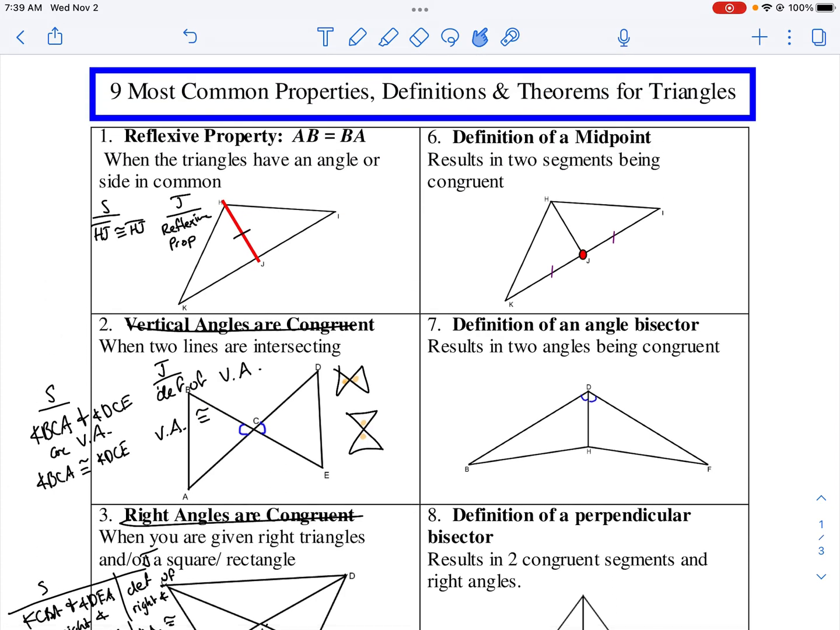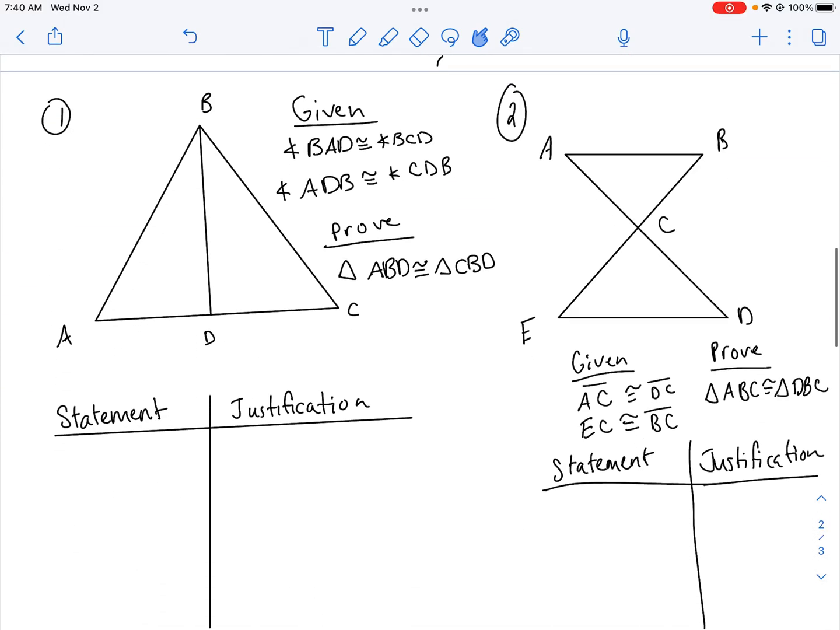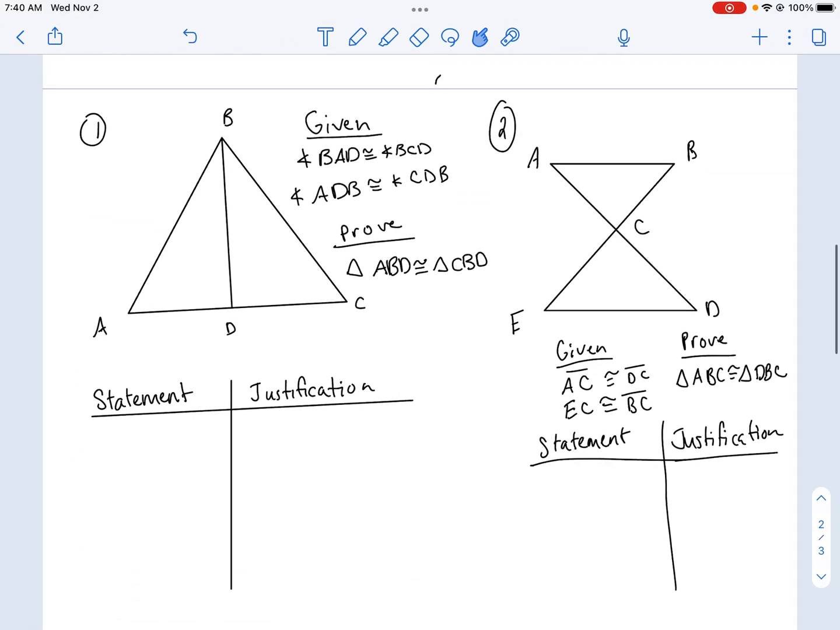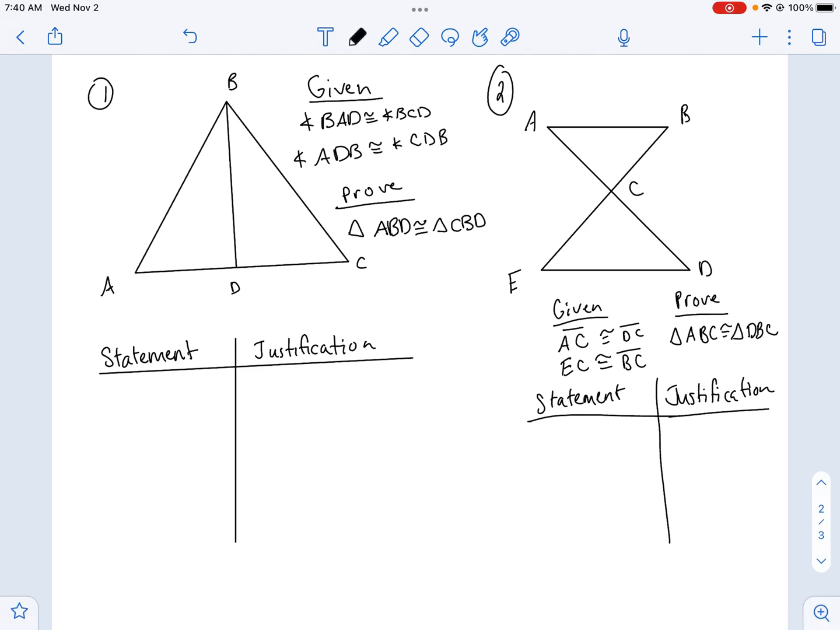And then remember, to prove something is congruent and it's a triangle, you have side, side, side, side, angle, side, angle, side, angle, and angle, angle, side. Remember, there's no ASS and there's no AAA. So let's just do some quick, easy ones, and then you have some time to practice on your own. First step you always do is write your givens. So it says angle BAD is congruent to angle BCD.